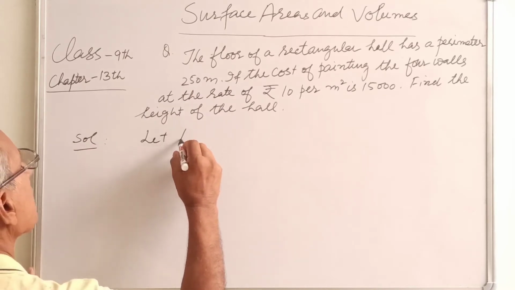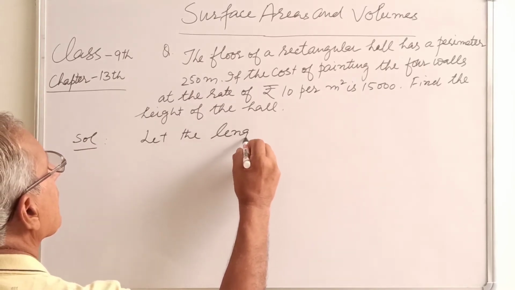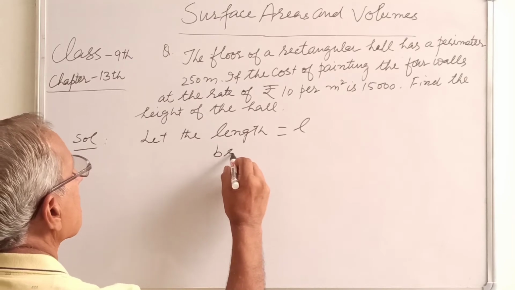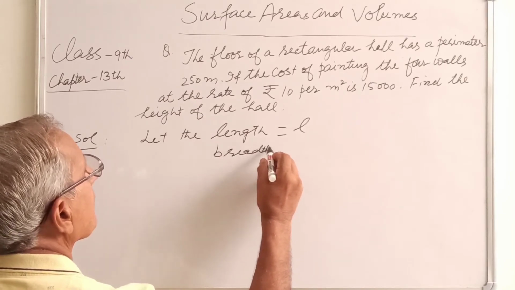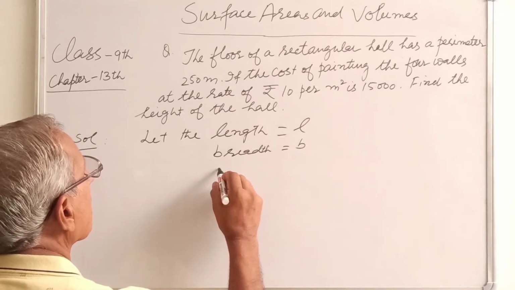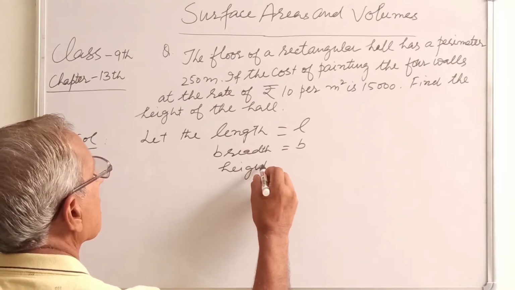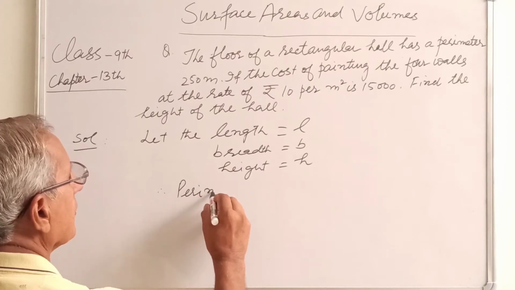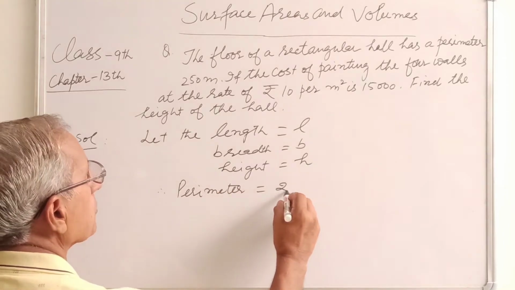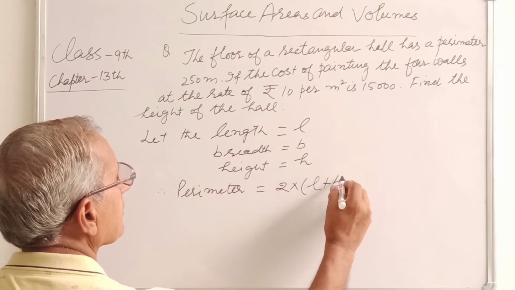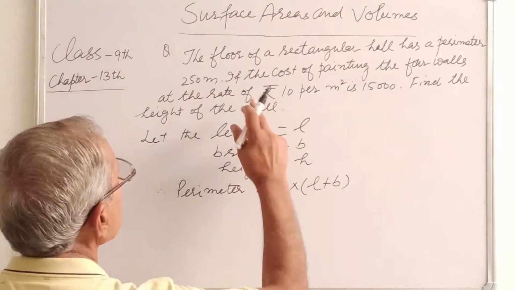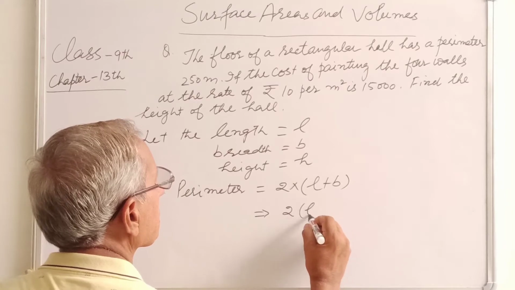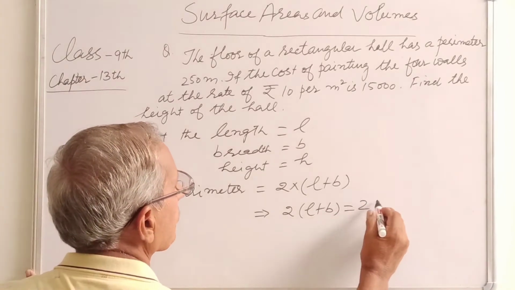Let the length be L, breadth B, and height H. Therefore, perimeter will be 2 into (L plus B), and that is given as 250.